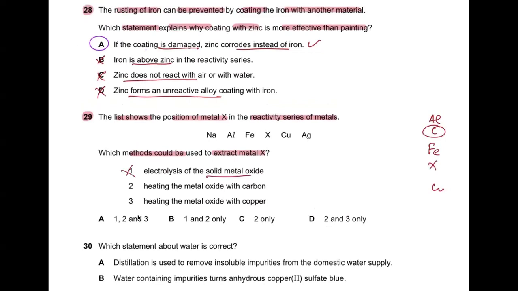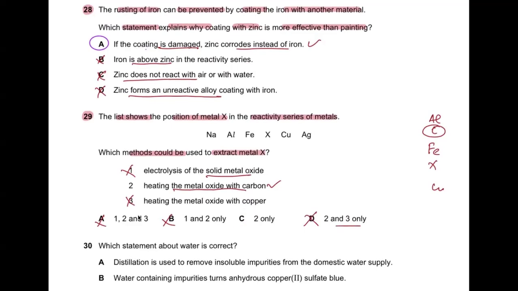We can't do the electrolysis of a solid. So the first goes wrong, and if the first goes wrong, A and B are wrong. Heating the metal oxide with carbon, yes, because X is below carbon, so carbon can help that metal oxide turn into a metal by gaining the oxygen. Heating the metal oxide with copper, not at all, because copper is below, so that goes wrong. So D is wrong, so we are only left with option C. C is the correct answer.